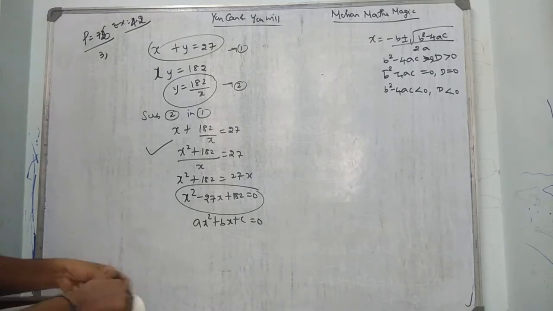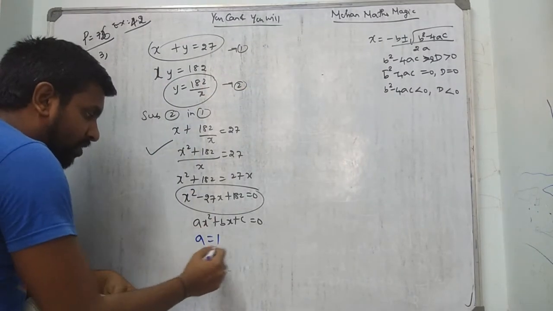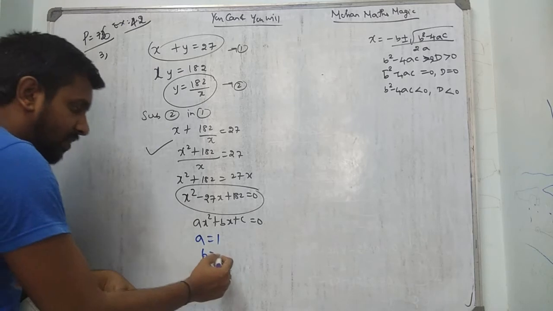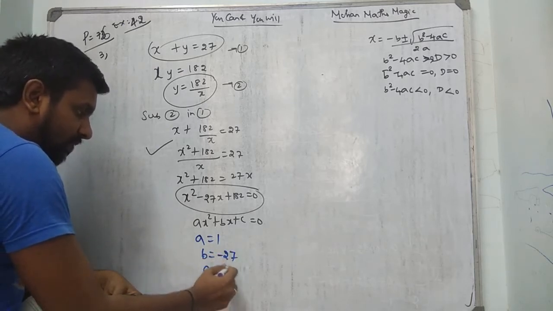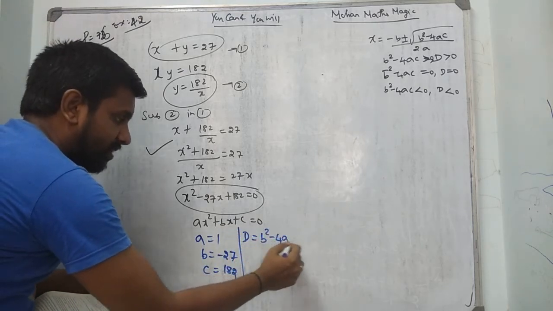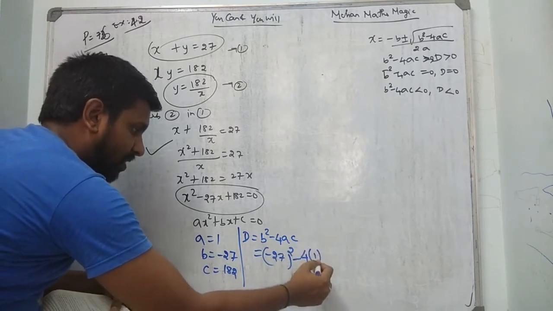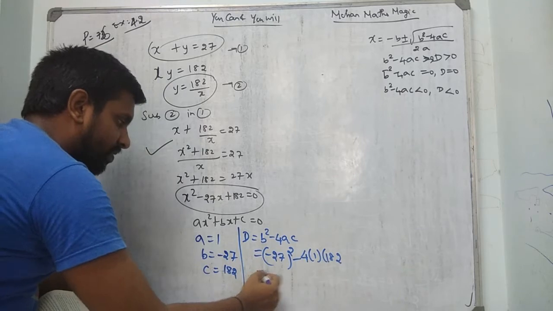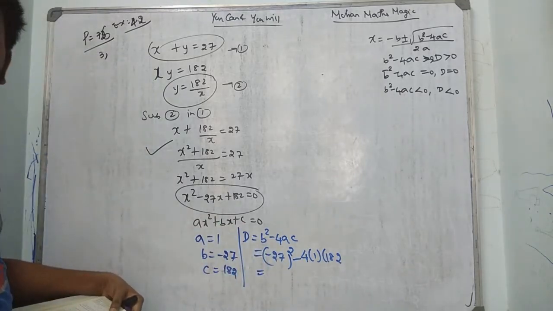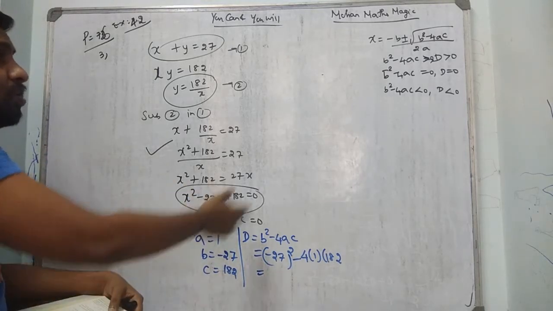For the remaining sums you have to use the quadratic formula, which I have explained thoroughly in the previous video. Now a equal to 1, b equal to minus 27, c equal to 182. First step, find the discriminant, b square minus 4ac, that is minus 27 square minus 4 into 182. You will get the value like this. You can factorize also, no issues. That's your choice, so save the timing. If you want to factorize, you can, or you can go for the quadratic formula.